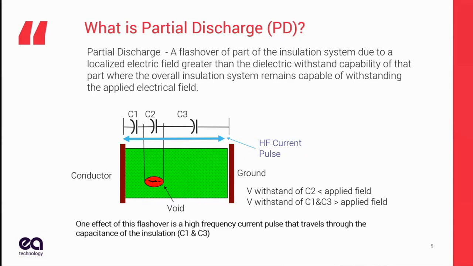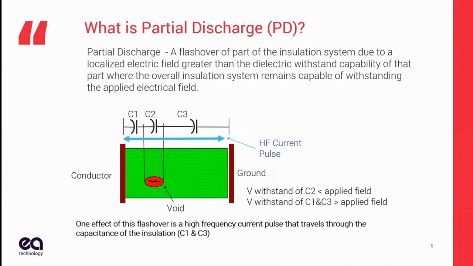So looking at this model, I've made it simple on myself. I've got three capacitors. They're the exact same value, and they are in series from conductor to ground. C2 is representative of the discharge site. So this is a point in the insulation where the voltage across that capacitance cannot be withstood by the insulation medium. Because of a void or crack or dirt or something else, we cannot withstand that voltage.